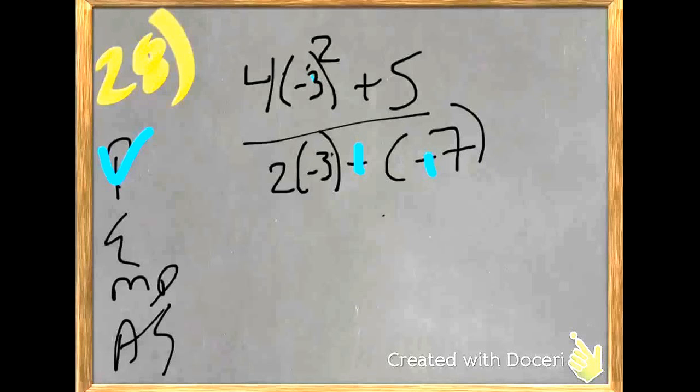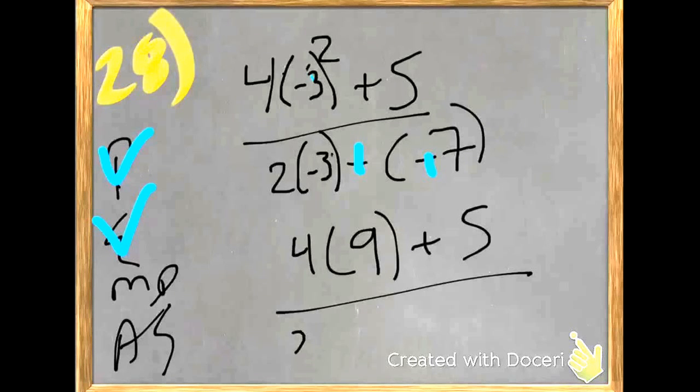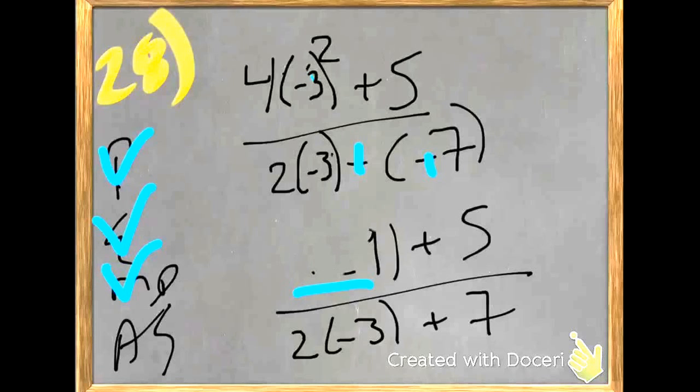All right, exponent. I do have an exponent this time. So that's going to be negative 3 squared. Negative 3 times a negative 3 would be a positive 9. And I bring everything else down. Multiplication is going to be 36 there. I'm just going to erase it and put it there. And a negative 6 there.